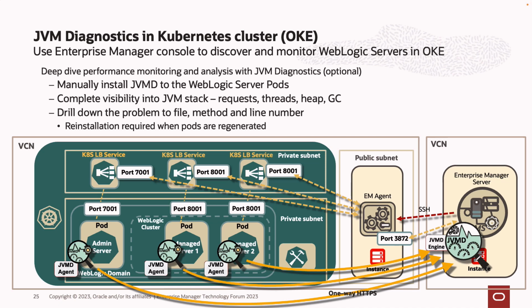As a limitation of this model, the JVMD agent deployment will be lost when the pod is regenerated. Therefore, the reinstallation of the JVMD agent must be repeated whenever such an event happens. If you want to have the JVMD agent persist in the WebLogic server, you can deploy it in the Docker image of WebLogic so that the JVMD agent is pre-deployed when the pod is created.